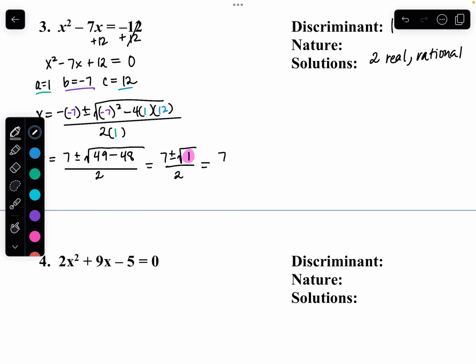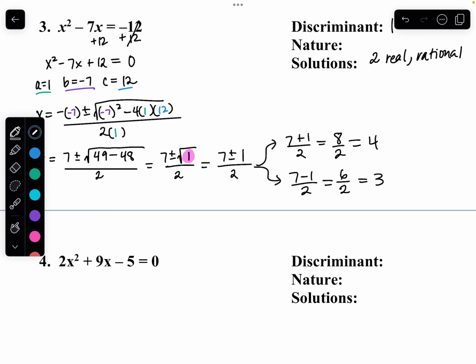Okay, and so simplifying further, we can figure out what they are. Square root of 1 is just 1, so the radical goes away. And then we can break it into 7 plus 1 over 2 and 7 minus 1 over 2, which simplifies to 8 over 2, which is 4, and then 6 over 2, which is 3. So our two real rational solutions are 3 and 4.